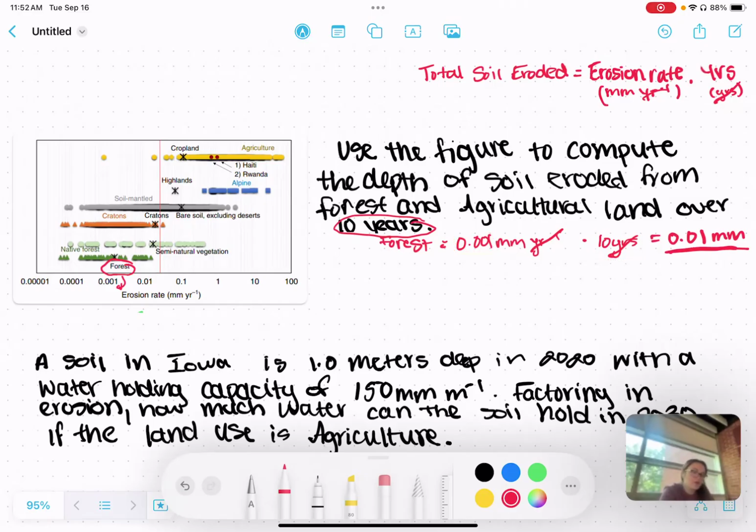Now, I want you to think critically for a moment, and feel free to pause the video if I don't give you enough time. Would we expect that the total soil erosion would be higher or lower for an agricultural landscape than for forests? Again, if you want to think about it, pause the video, take a moment, think critically about why I'm asking you this for starters.